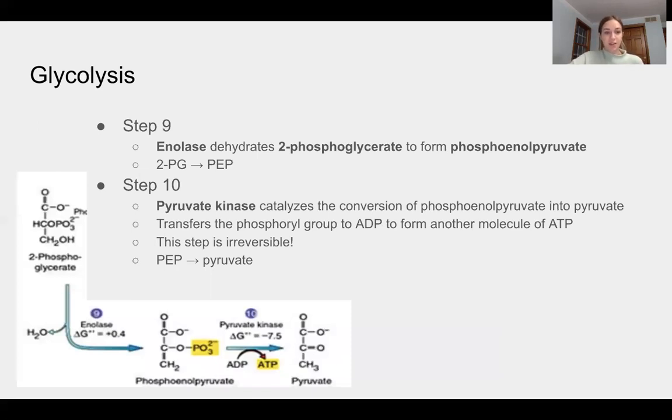So step 9, we have our enzyme enolase, which dehydrates 2-phosphoglycerate to form phosphoenolpyruvate. Phosphoenolpyruvate, we can write as PEP. So we have our 2-PG going to PEP.